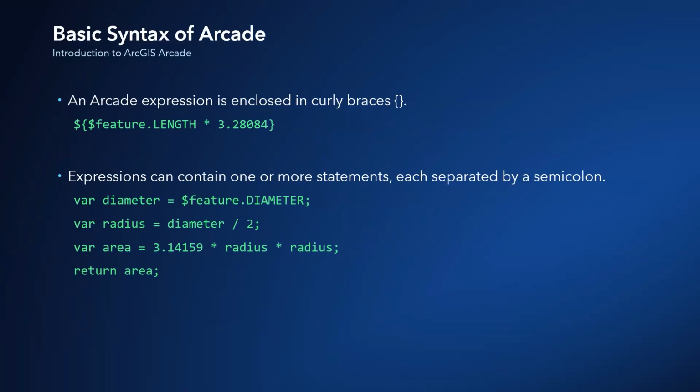So let's take a look at some code. We're going to go ahead and start with our first Arcade expression. And this expression converts the length attribute of a feature from meters to feet using a conversion factor of 3.2 and so on.